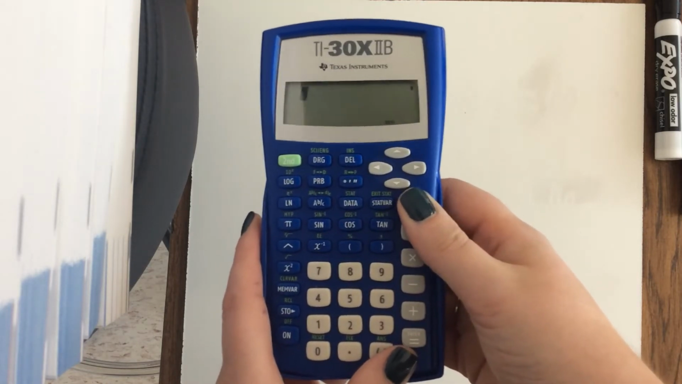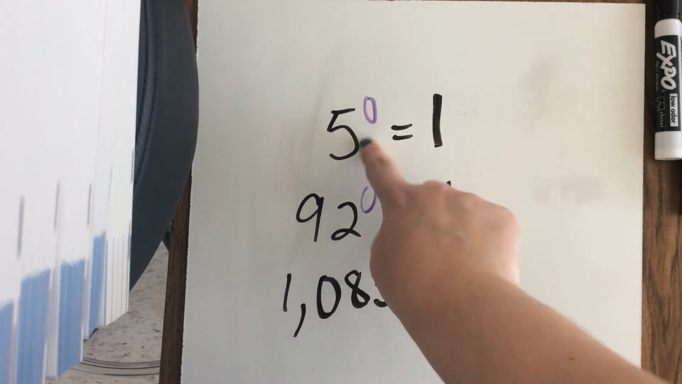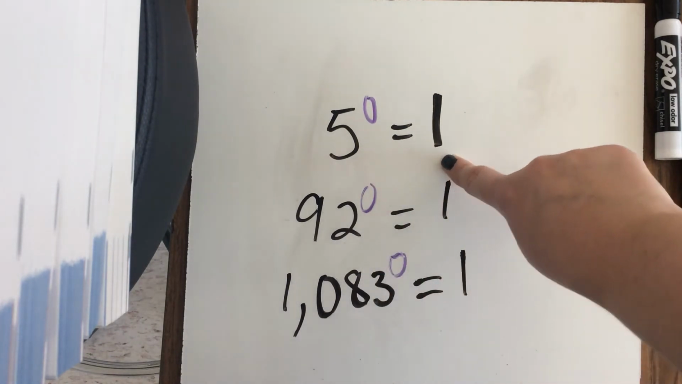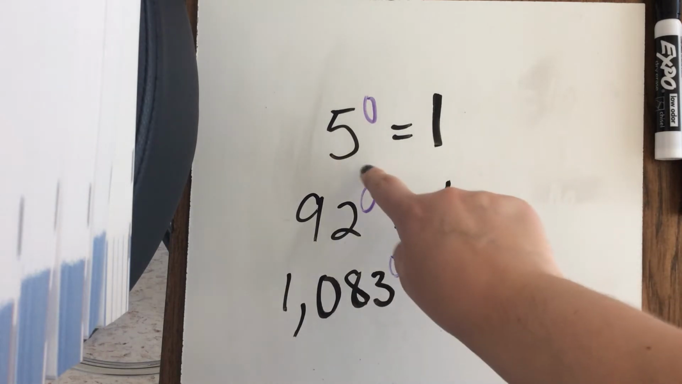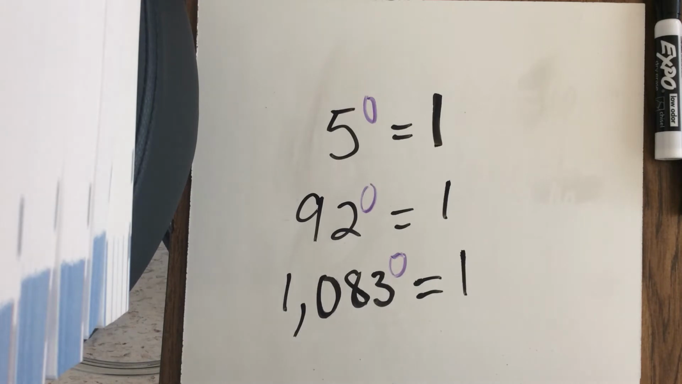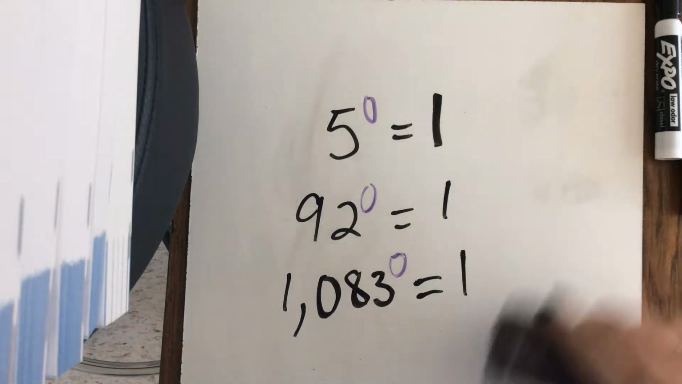So no matter what number you put in, as long as the exponent is 0, the answer will still be 1. Okay, because you are multiplying it by 1 0 times. So it's just 1. So that's pretty straightforward. So anytime you have a 0 exponent, the answer is always 1.